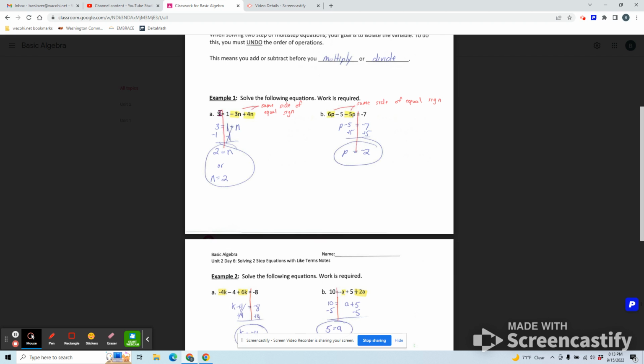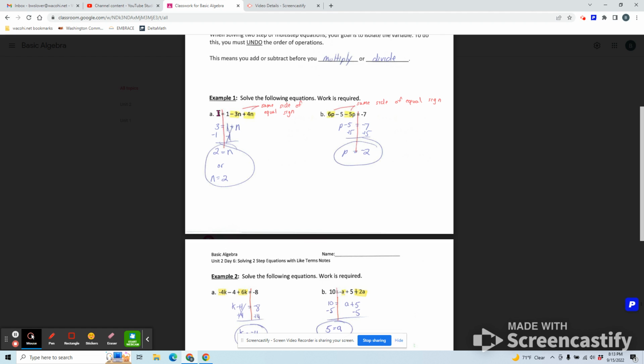So when I cover it up, I have a 1 minus 3n plus 4n. And I see that the negative 3n and the 4n are like terms. They both have the same variable and they both have the same power. So I can combine them. Negative 3 plus 4 gives me 1n. Now notice I just wrote n. You can either write 1n or n. That is totally up to you. It's a personal preference and it's your choice.